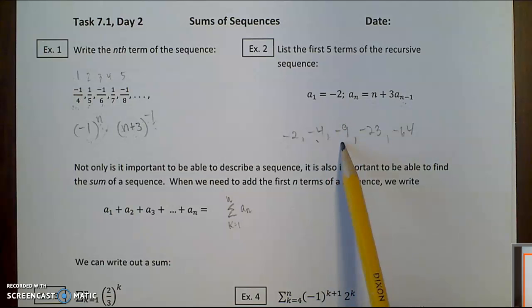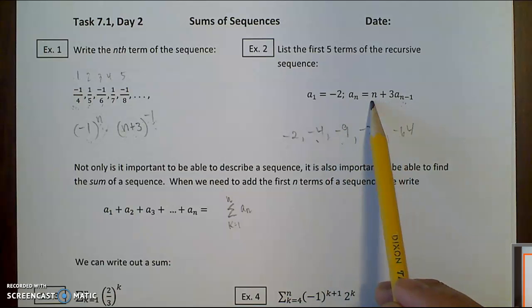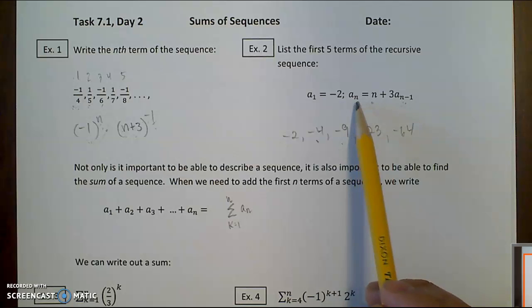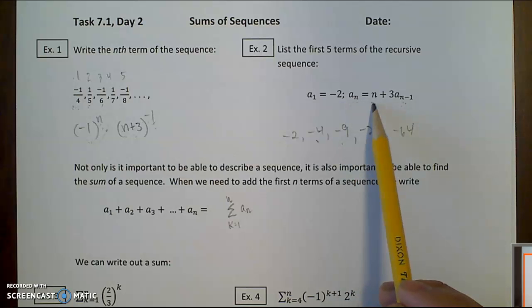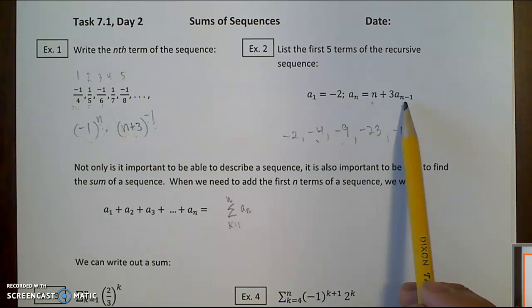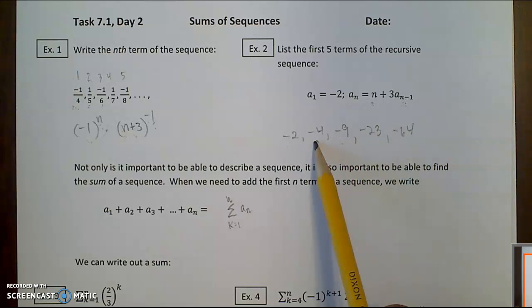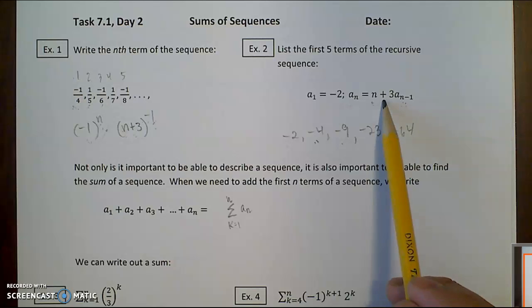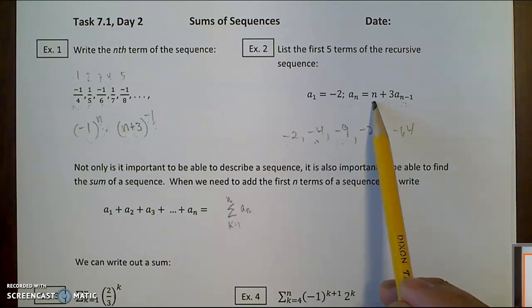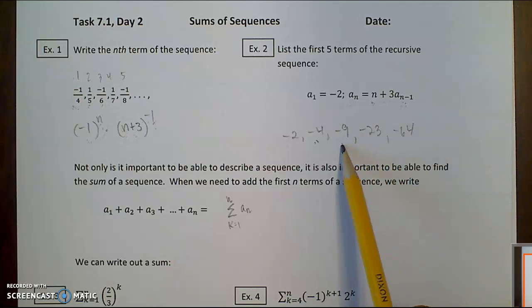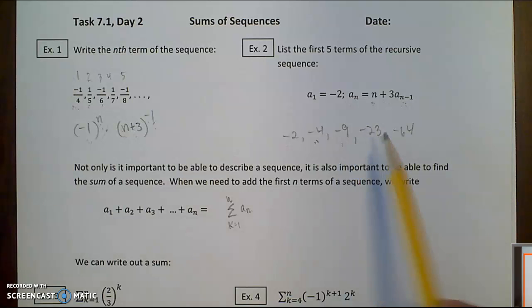Want to find the third term, we're going to plug 3 in for n. So a sub 3, meaning the third term, is going to be 3 plus 3 times the term right before it. So the term right before the third term is the second term of value of -4. 3 times -4 is -12, plus n, which again is 3, and that's going to give us -9. Okay.